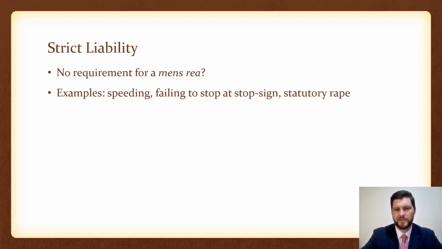Speeding, failing to stop at a stop sign, statutory rape. Those are things that are just strict liability. There's no excuse, you can't do it. Speeding, I don't have to negligently speed. I don't have to purposely speed. As long as my car was going faster than the speed limit, I can get tagged for speeding. I can absolutely have to pay a ticket for speeding. Okay, that's just how it is on some of these cases.